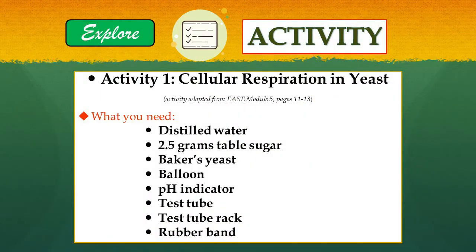Let us explore more about cellular respiration in this activity. This is entitled Cellular Respiration in Yeast. The materials that you will be needing are the following: distilled water, 2.5 grams table sugar, baker's yeast, balloon, pH indicator, test tube rack, and rubber band.